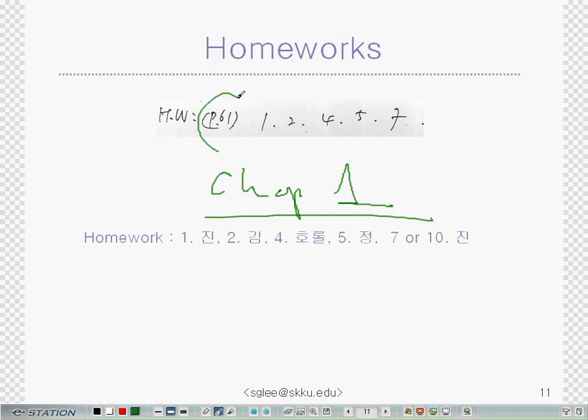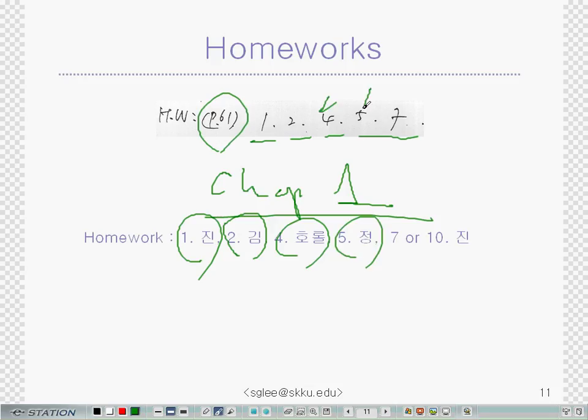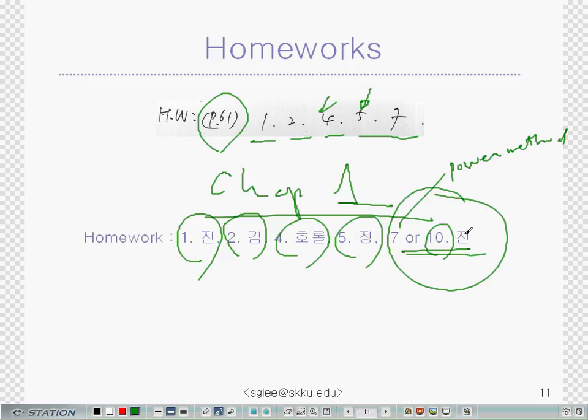There are some problems on page 61. You may try these 5 problems: 1, 2, 4, 5, 7. Jin, you may try the first, Hana may try number 2, Horror, you may try number 4, Mr. Jung, try number 5, and Mr. Jin, you may try one more, which can be 7, about the power method, or some facts on the right eigenvectors. You can just choose 7 or 10.